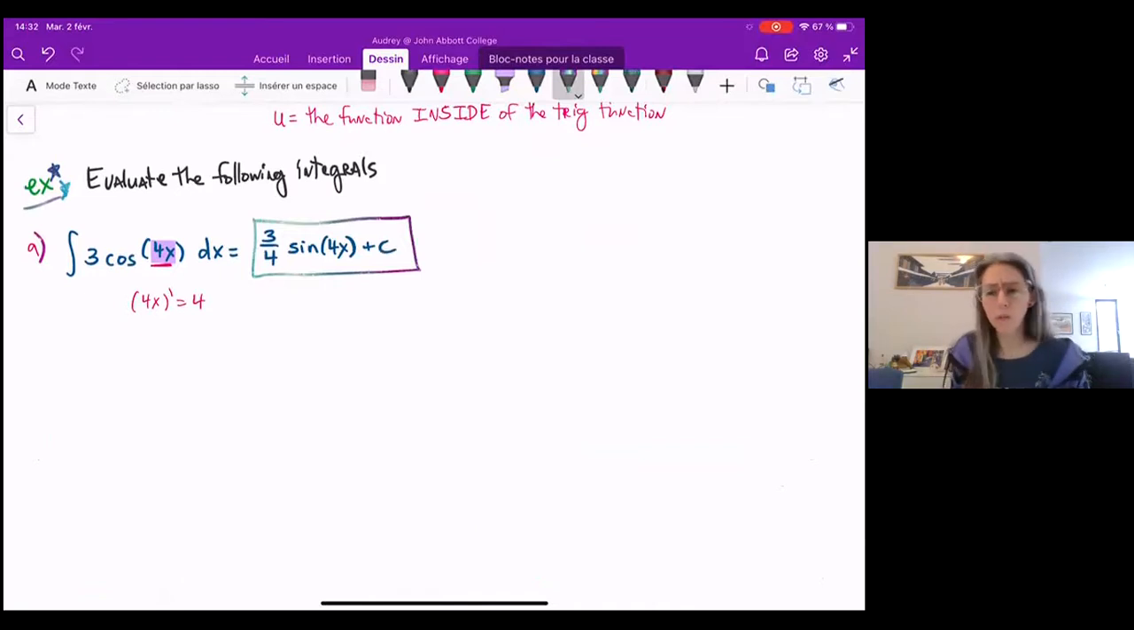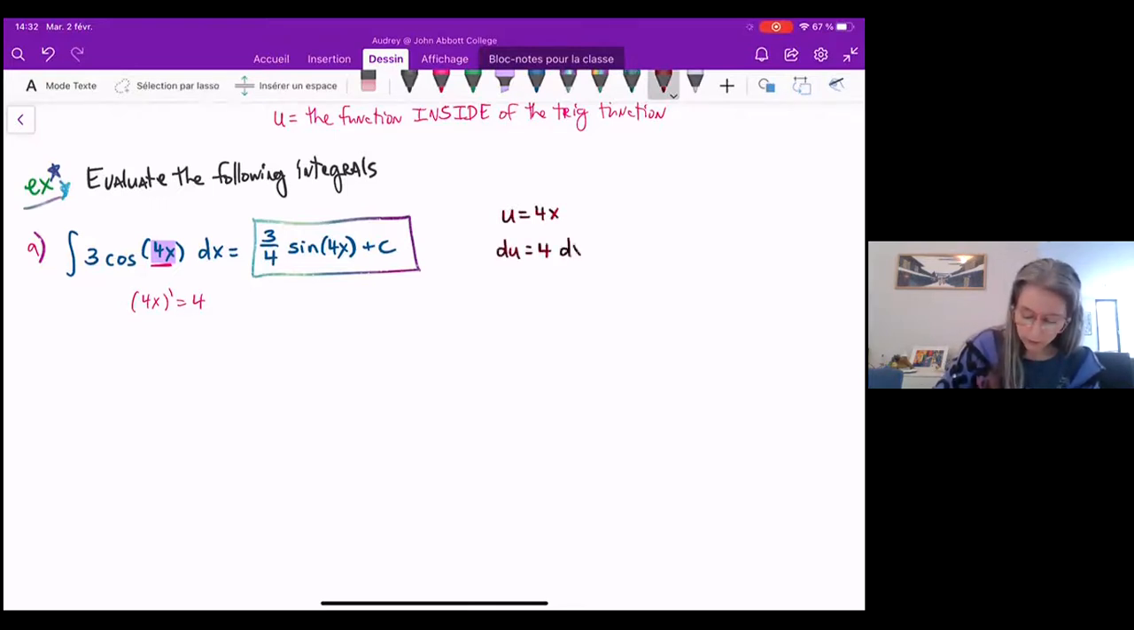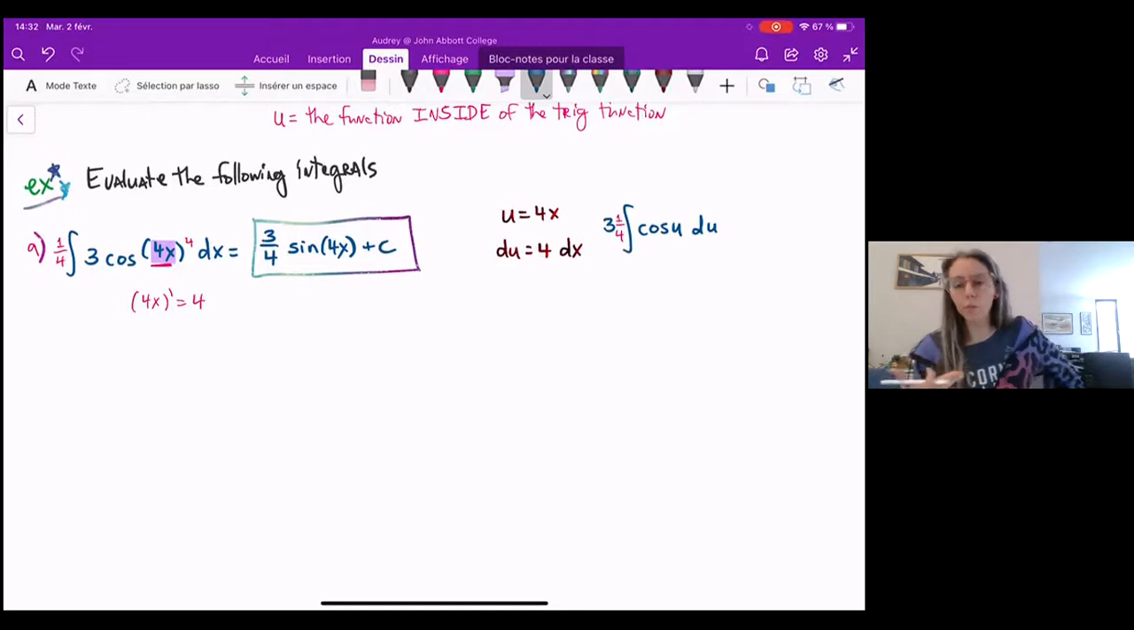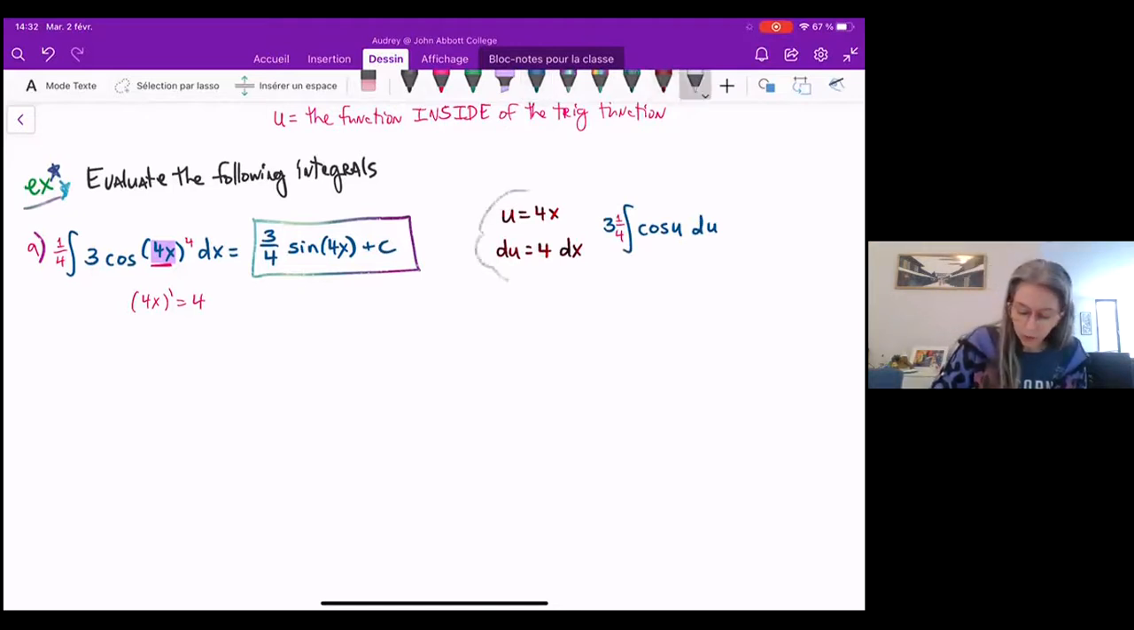Now, technically what we're doing here is a mini substitution that we're just not writing out. So we're letting u equal the thing inside the trig function, 4x, which makes our du 4 dx, which then results in 3 times the integral of cosine u. But notice I have to multiply by 4 and divide by 4. So I'm also going to have that 1/4 on the outside, and then the 4 dx becomes my du. So we are doing that substitution. We just don't have to write it out because the derivative was just a constant.